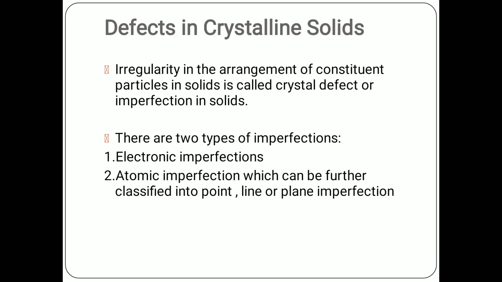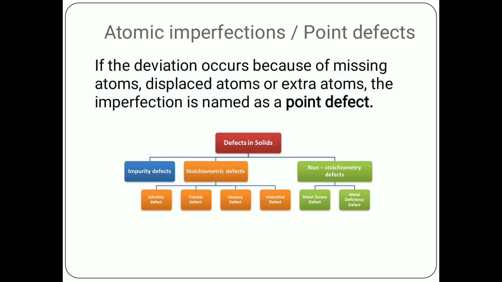So you can classify the defects of crystalline solids into electronic defects, and the second one, atomic defects, which are further classified into point defect, line defect or plane defect. For your syllabus, you have got only point defect to be discussed. So point defects are a part of atomic imperfections. If the deviation or change occurs because of the missing of atoms, displacement of atoms or presence of extra atoms, this is called a point imperfection.